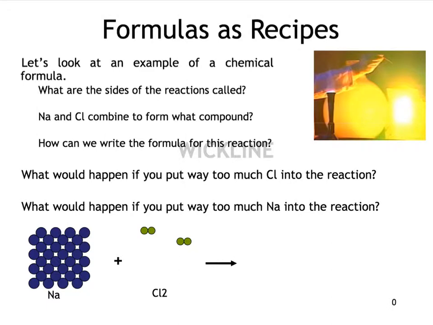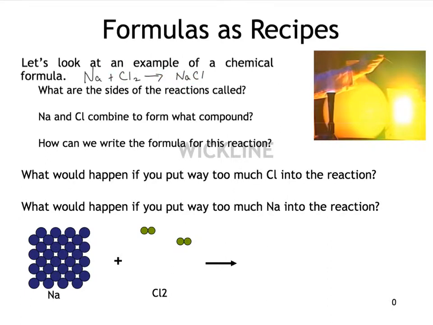Okay, so we can think of formulas as recipes. Let's look at an example of a formula. So I've written one in for you here. It basically just says that sodium atoms plus chlorine gas, which has to have a subscript of 2 because it's a diatomic molecule, but sodium and chlorine gas would make sodium chloride.